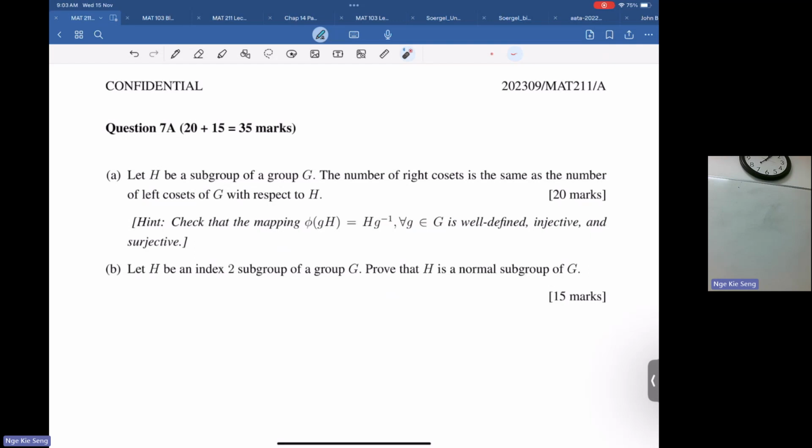And then part B, let H be an index 2 subgroup of a group G. Prove that H is a normal subgroup. Actually at the start there was only B, and then I thought maybe we should show A first. Although I thought a bit about index 2, I also want to test you about well-definedness and bijectivity. Can you do that or not? Most of you cannot do well-definedness, because maybe I didn't stress it enough.